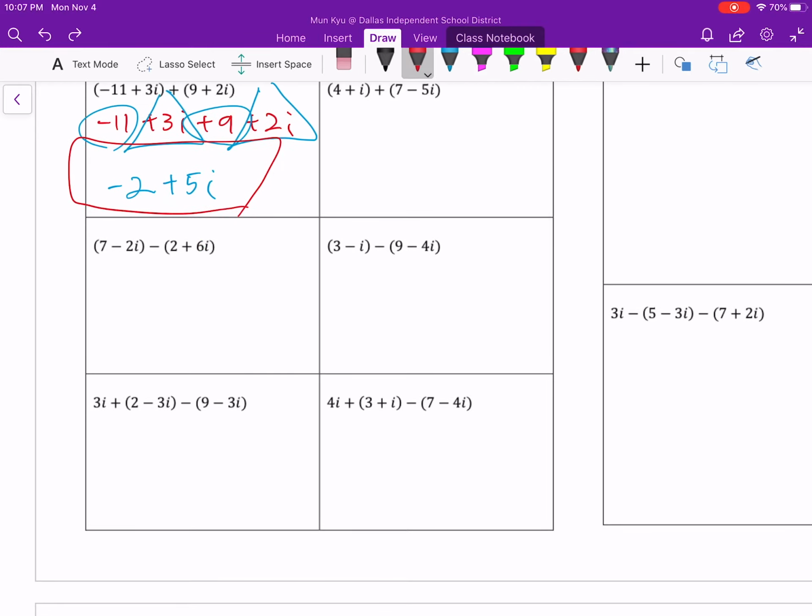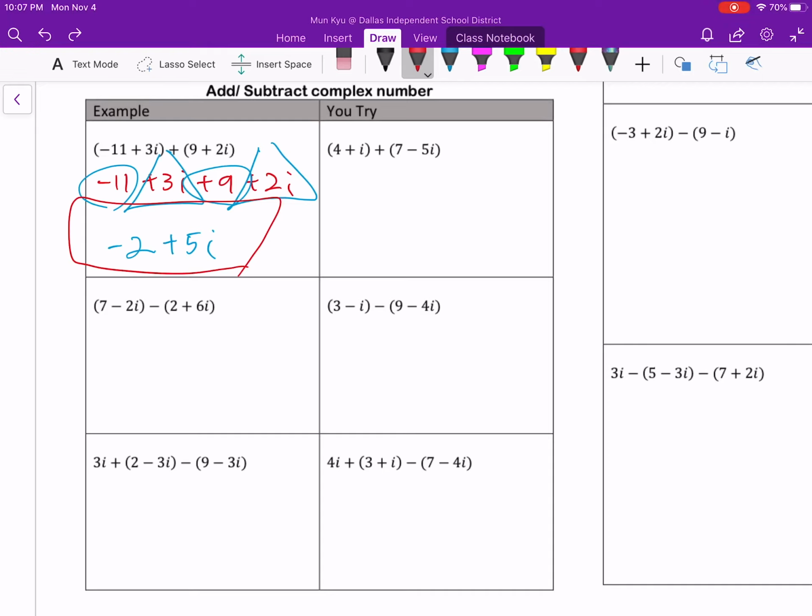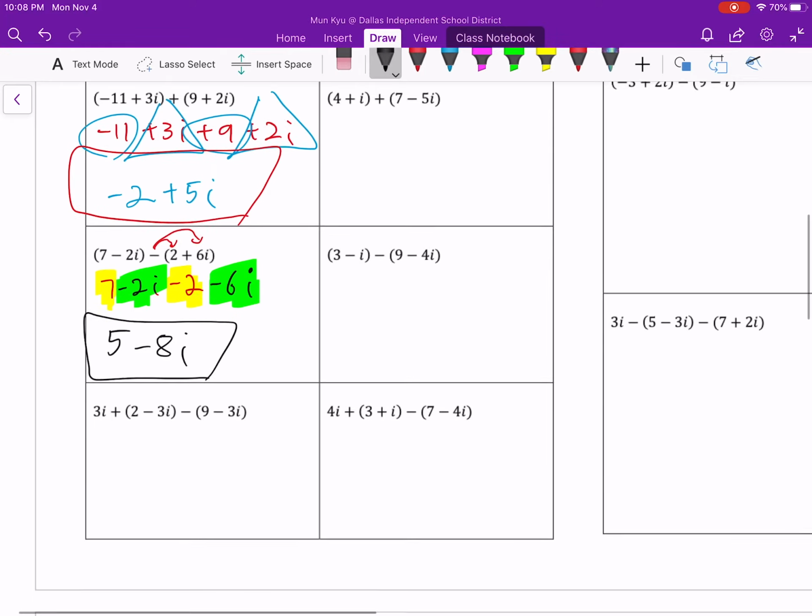Next question. It's easy as well. Just you see here negative. If you distribute, the sign is just going to be flipped. It's going to be negative 2 minus 6i. And it's easy now. 7 goes with negative 2, which is going to be positive 5. And then negative 2i will go with negative 6i. So negative 2 minus 6 is going to be negative 8i. And that's going to be the solution.